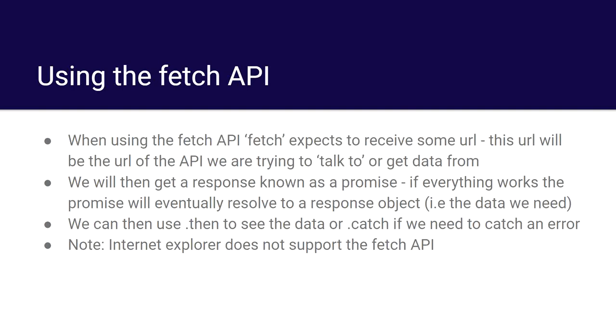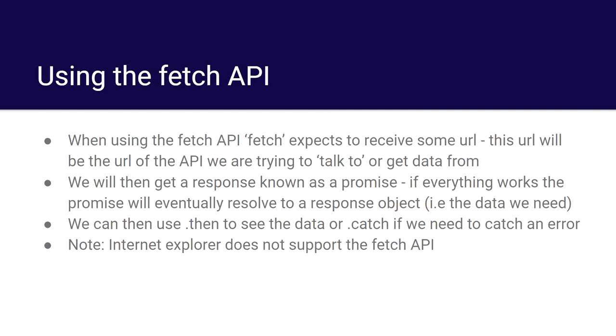We're going to have to understand various things as well, such as promises. When we get a response back from an API, we get what is known as a promise, okay? If everything works out, the promise will eventually resolve to a response object, i.e. the data we need. What we can then do is use .then to see the data, or catch, if we need to catch an error, okay?